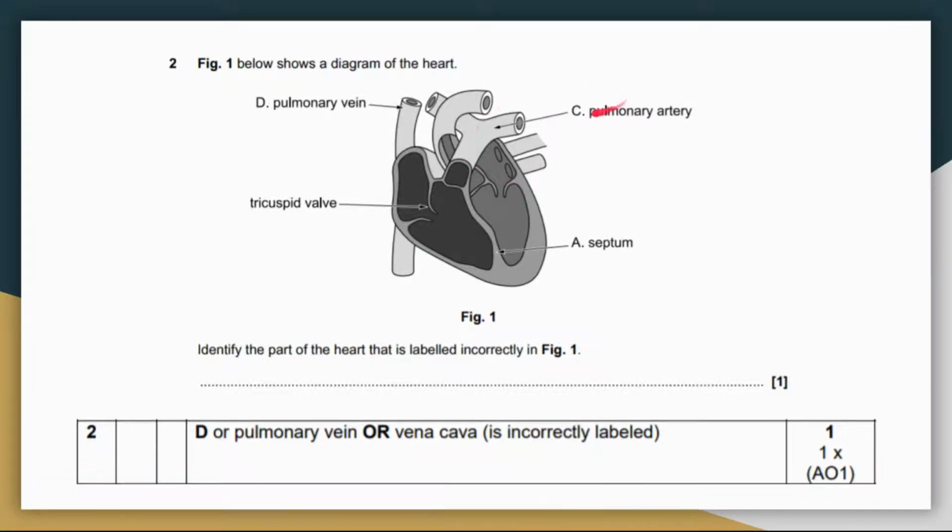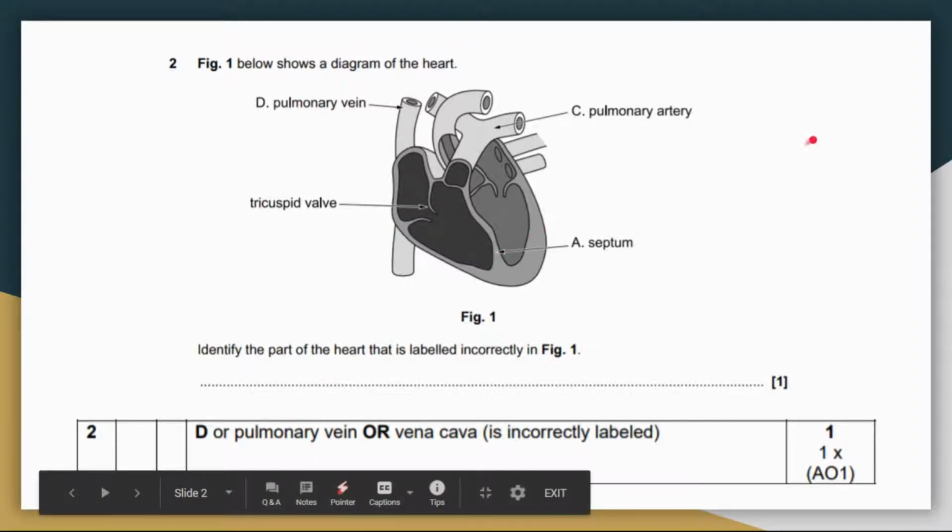So C here is pulmonary artery, that's correct. A, septum, which separates the two parts of the heart, that's correct. Tricuspid valve here, that is also correct on the right side of the heart. So pulmonary vein here is incorrect. This is the vena cava, which takes deoxygenated blood from the body back to the heart. So it should be vena cava rather than pulmonary vein. So D is the correct answer.